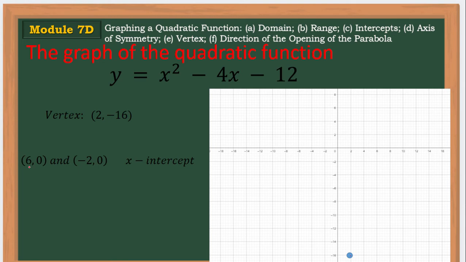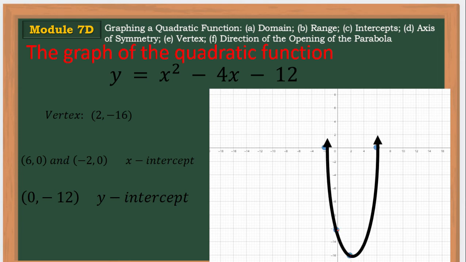So, x is 6, so positive 6 andito since 0 yung y. Then, negative 2, ito siya, 0. Next is the y-intercept, (0, -12). Since 0, ang y natin negative 12, ito siya. Okay? So, draw a line passing through the points. Ito yung graph ng function natin, this one.